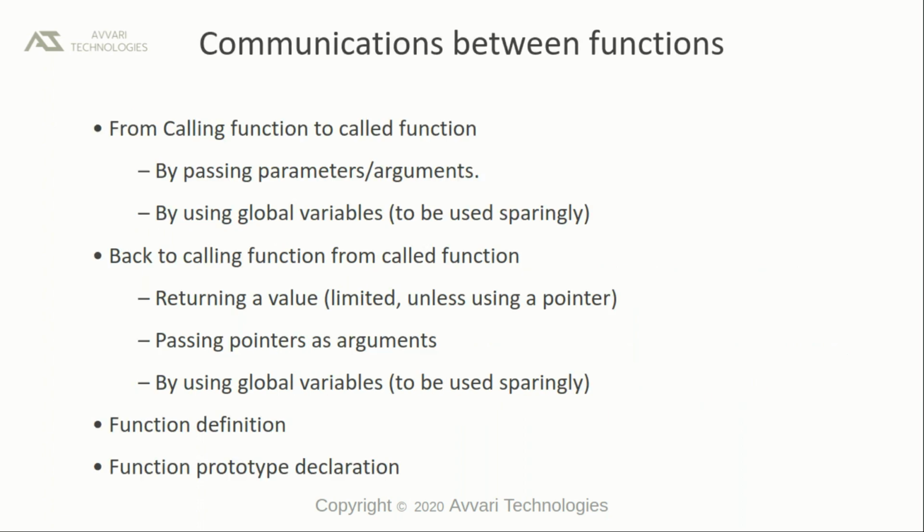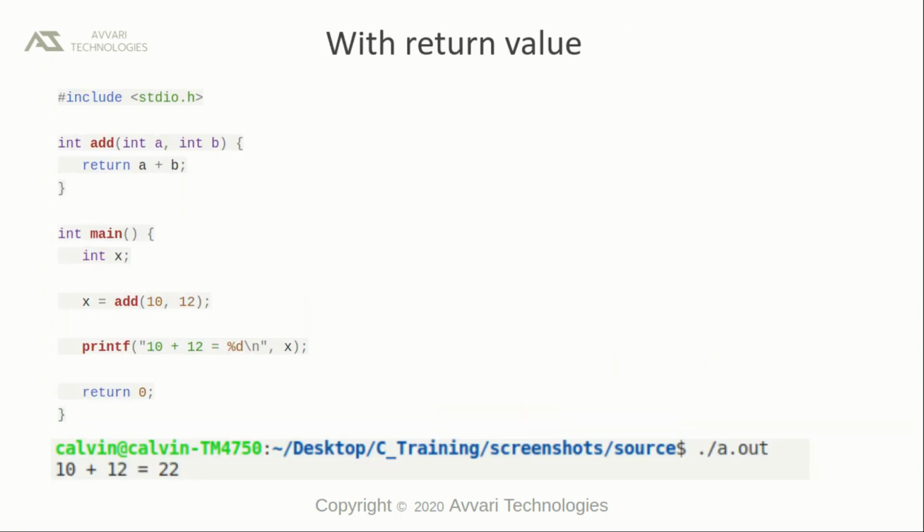Communication between functions, from calling function to called function. So what is calling function and called function? In the previous examples, we can see we are calling the function add. This becomes a calling function. The implementation becomes the called function. We can pass values from calling function to called functions by passing parameters. From called function to calling function, we can use a return value, or we can use pointers to modify the value.